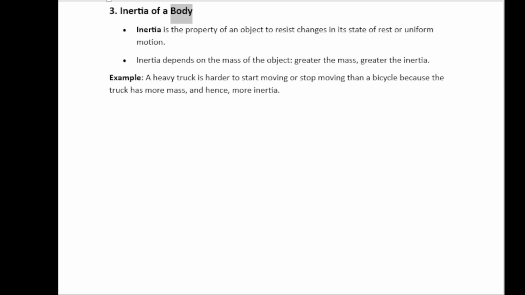3. Inertia of a body. Inertia is the property of an object to resist changes in its state of rest or uniform motion. Inertia depends on the mass of the object. Greater the mass, greater the inertia. Example, a heavy truck is harder to start moving or stop moving than a bicycle because the truck has more mass, and hence, more inertia.